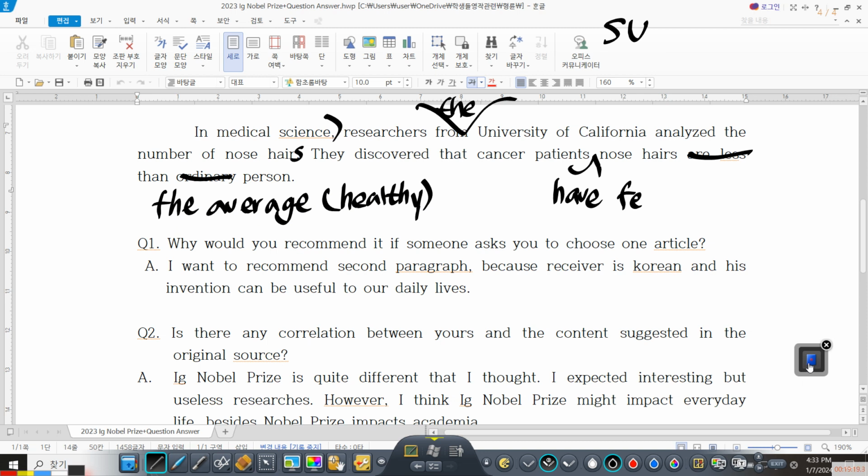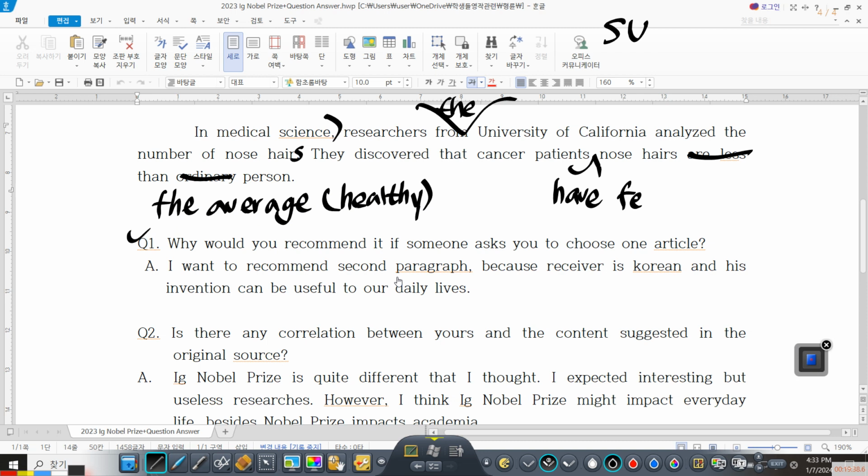This can't be one of those candidates for the winners of Ig Nobel Prize. Okay, question. Why would you recommend it if someone asks you to choose one article? Okay. This is your question and answer.